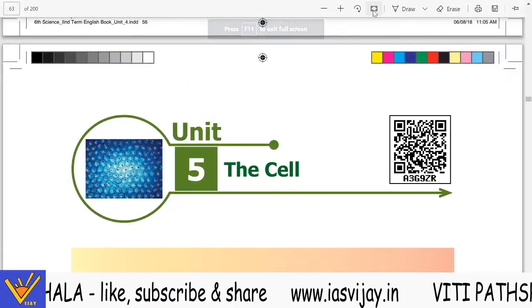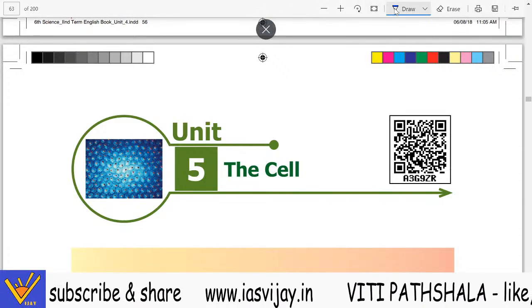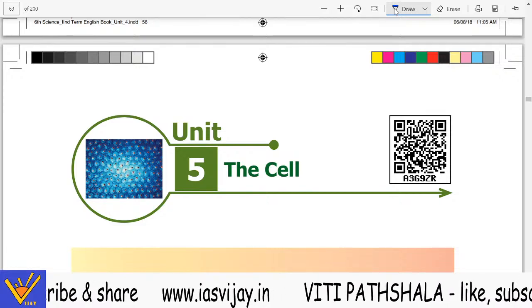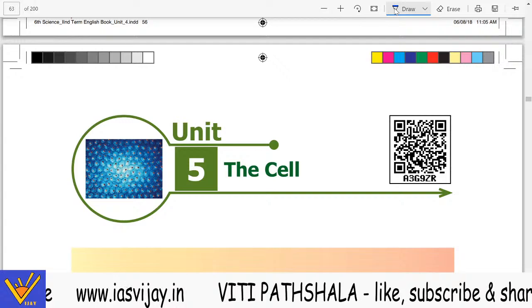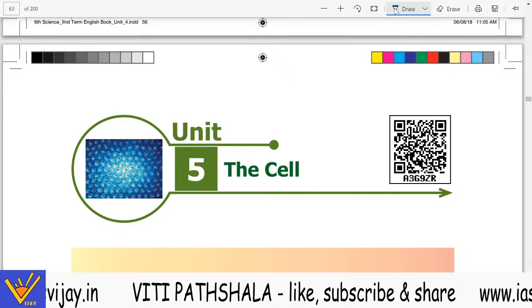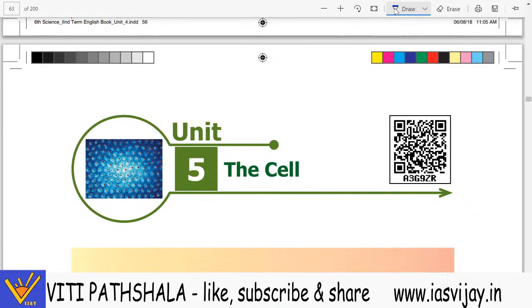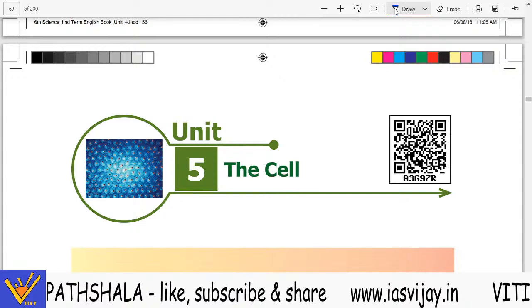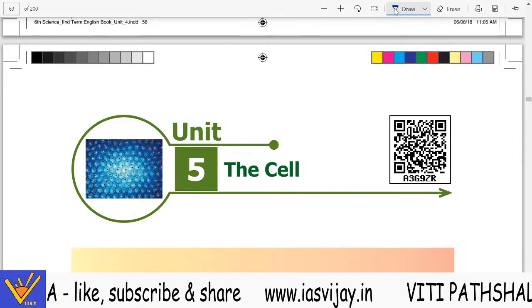So the first chapter in this would be the cell, and the second would be the human organ system. So these are the two parts and very important for your UPSC exam, or if you are giving SSC exam or other state PCS or state SSC exam. So this would be a beneficial or an important chapter that we are going to discuss.